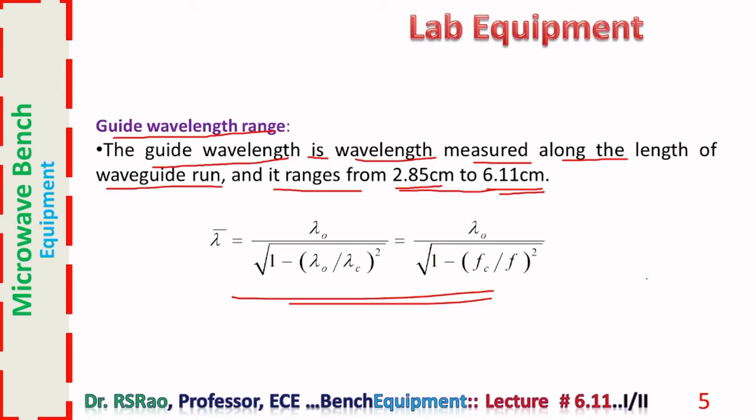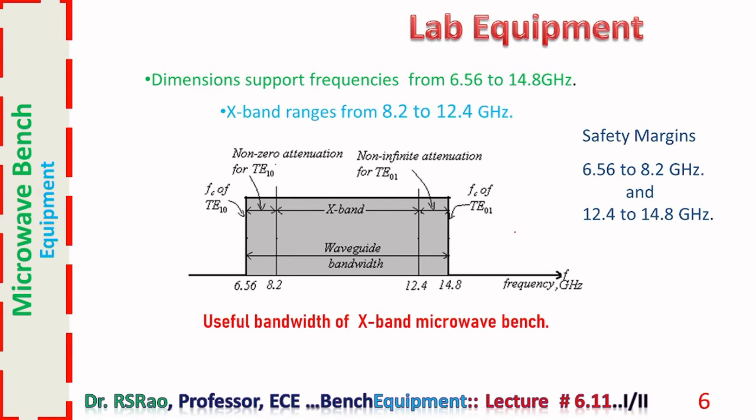If the guide wavelength is found to be 2 cm, in such a case also one can conclude that something is wrong in the measurement process. The reason is the range of the guide wavelength, which is 2.85 cm to 6.11 cm. Now, the dimensions support frequencies from 6.56 to 14.8 gigahertz. It is told it is a waveguide run.